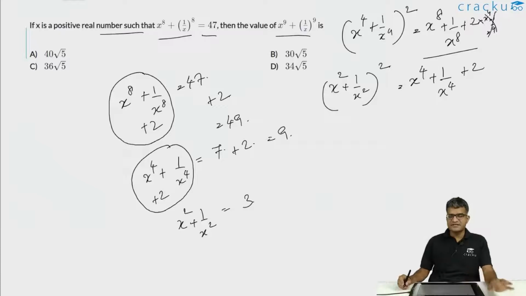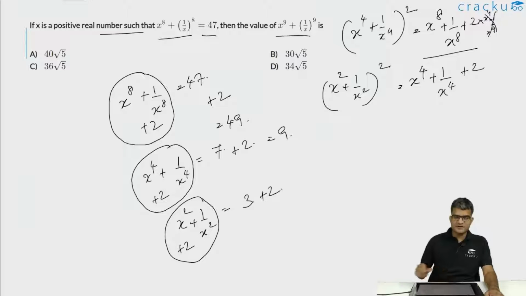Let us again repeat the same process. Let us again add 2 here and 2 here. This is x plus 1 by x whole square. The right hand side is equal to 5. So what we are essentially getting is x plus 1 by x is equal to square root of 5.